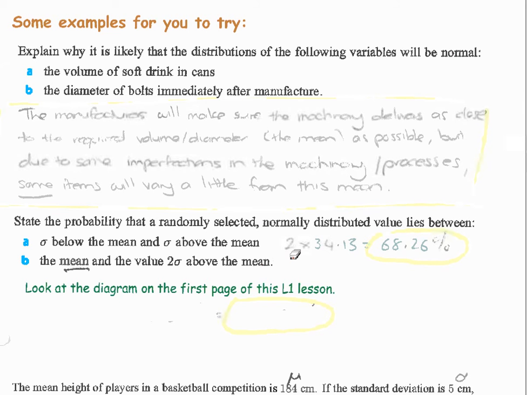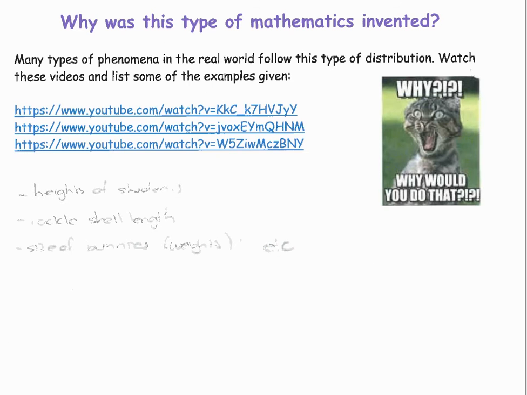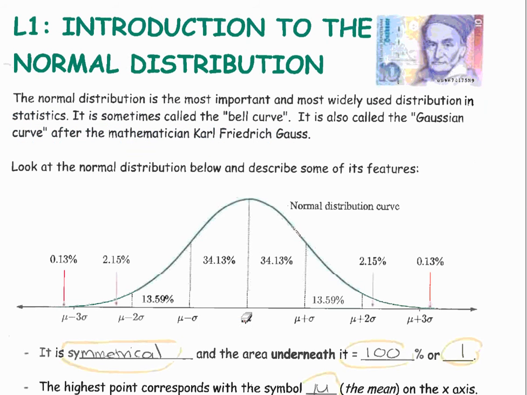State the probability that a randomly selected normally distributed value lies between the mean and a value 2 standard deviations above the mean. So what do we mean by that? The mean and 2 standard deviations above the mean is here. So they want to know what area is represented by that. Between the mean and 2 standard deviations above the mean, it'll be 34.13 plus 13.59.